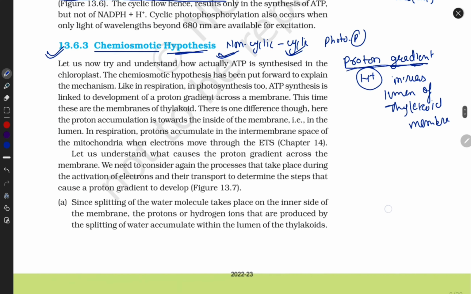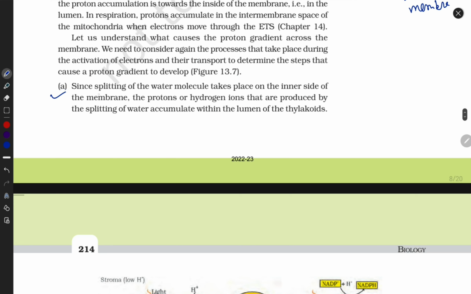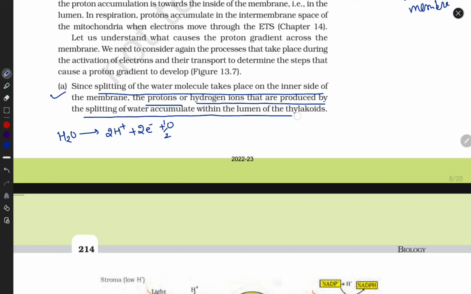Let's start again. Since splitting of the water molecule takes place on the inner side of the membrane, we know that one water molecule will break and form 2 hydrogen ions, 2 electrons and half a molecule of oxygen. The protons or hydrogen ions produced by the splitting of water accumulate within the lumen of the thylakoid.